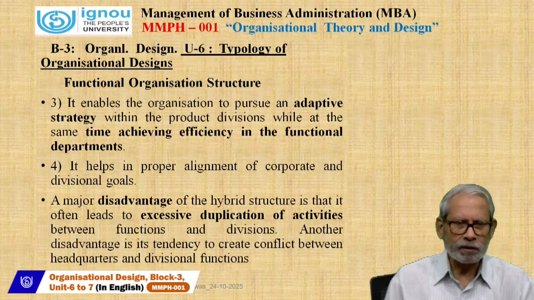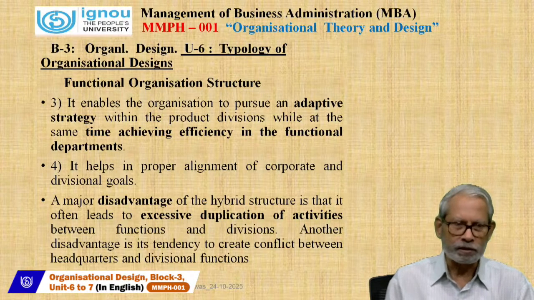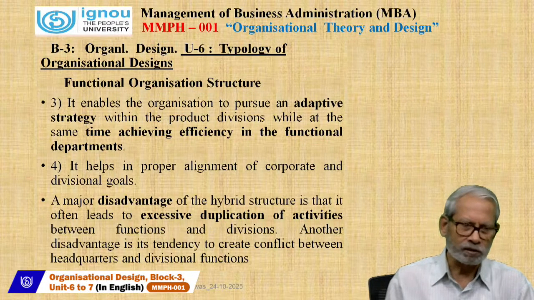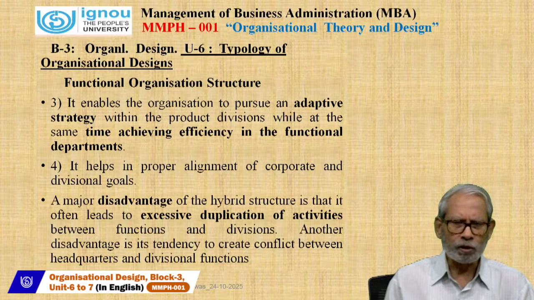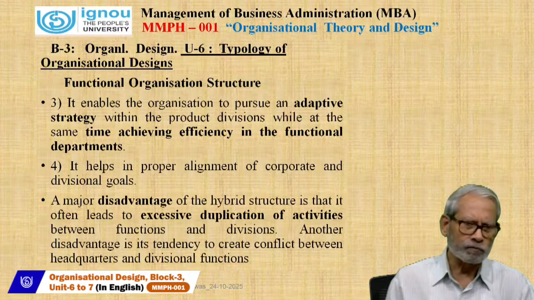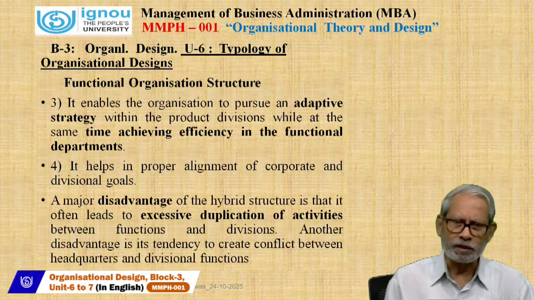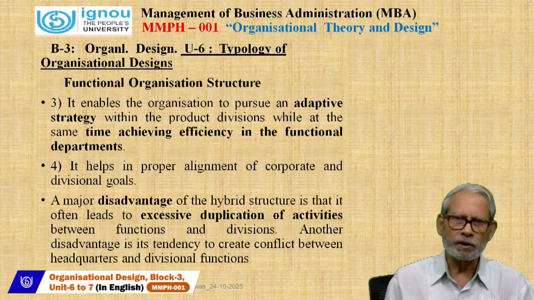Now, it enables the organization to pursue an adaptive strategy. That way you can adopt new things very easily. At the same time you can achieve efficiency in the functional departments. So it helps in the proper alignment of the corporate and divisional goals. The major disadvantage of the hybrid structure is that excessive duplication of activities may occur. Between the function and the division, sometimes there is duplication. That is the disadvantage.